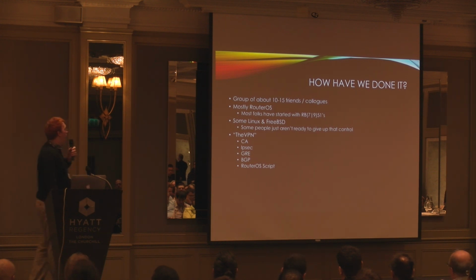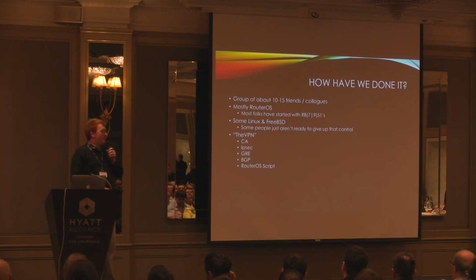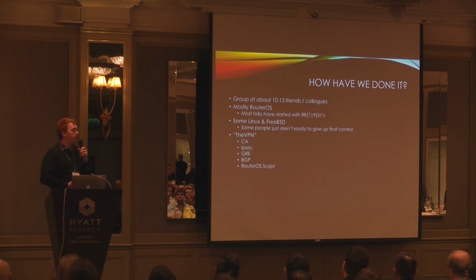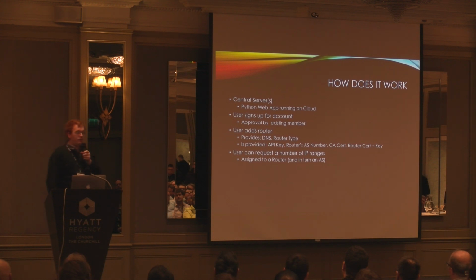Which is fine. So we've set up this thing called the VPN, which is obviously a really unique and original name for a VPN. It's effectively just a certification authority. We're using IPsec, we're using GRE, we're using BGP, and for the majority of the people, they're using a RouterOS script. How's that actually working? Basically what we've got is a central server which manages all of the IP addresses, all of the individual users, the routers, all that sort of jazz. Running on the cloud, because yay, cloud, we've got to do the cloud, haven't we?